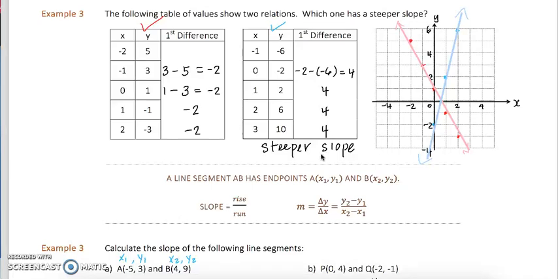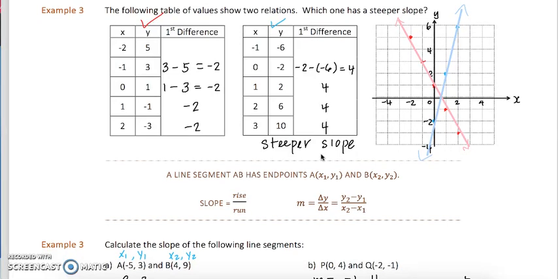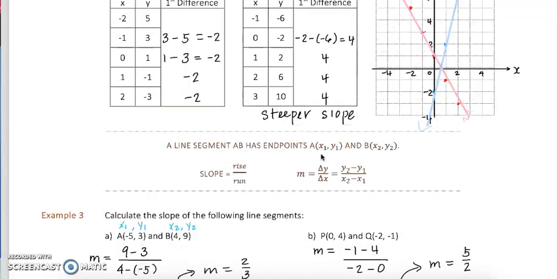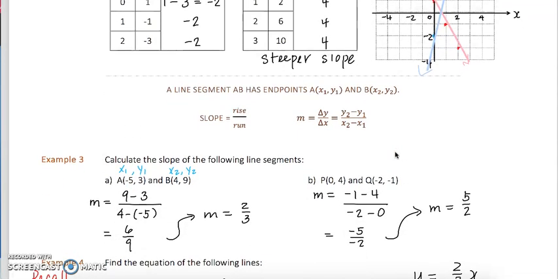And of course, the line that has a steeper slope should have a bigger number as its first difference, whether the number is positive or negative. More formally, you can also calculate the slope of a line once you know any 2 points on the line.